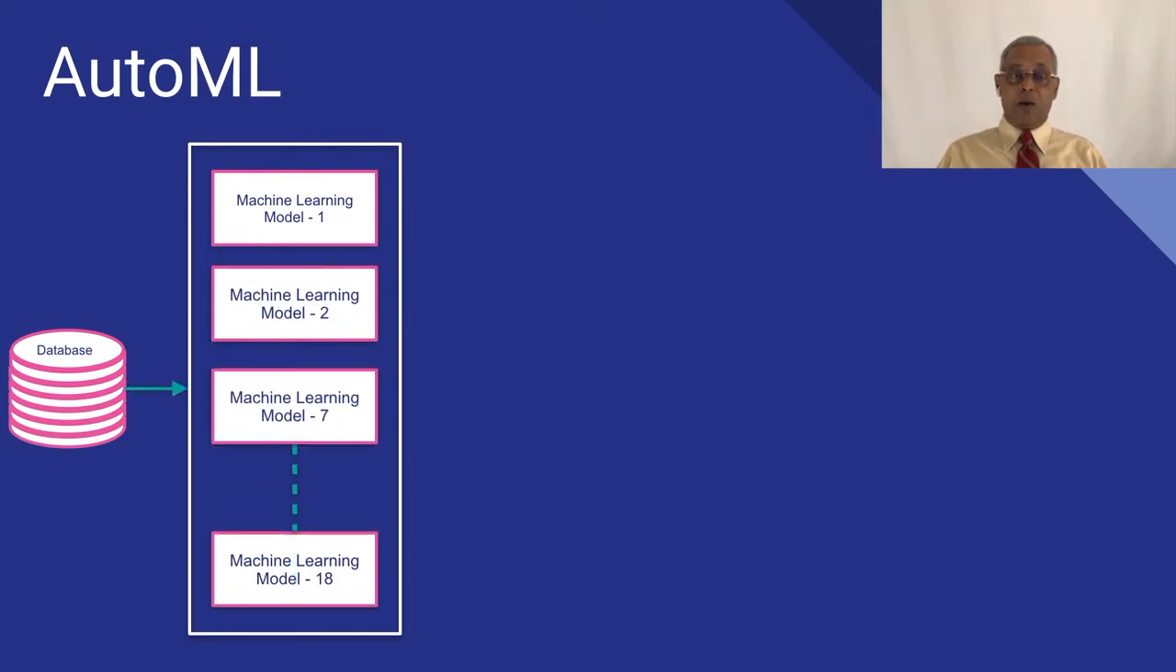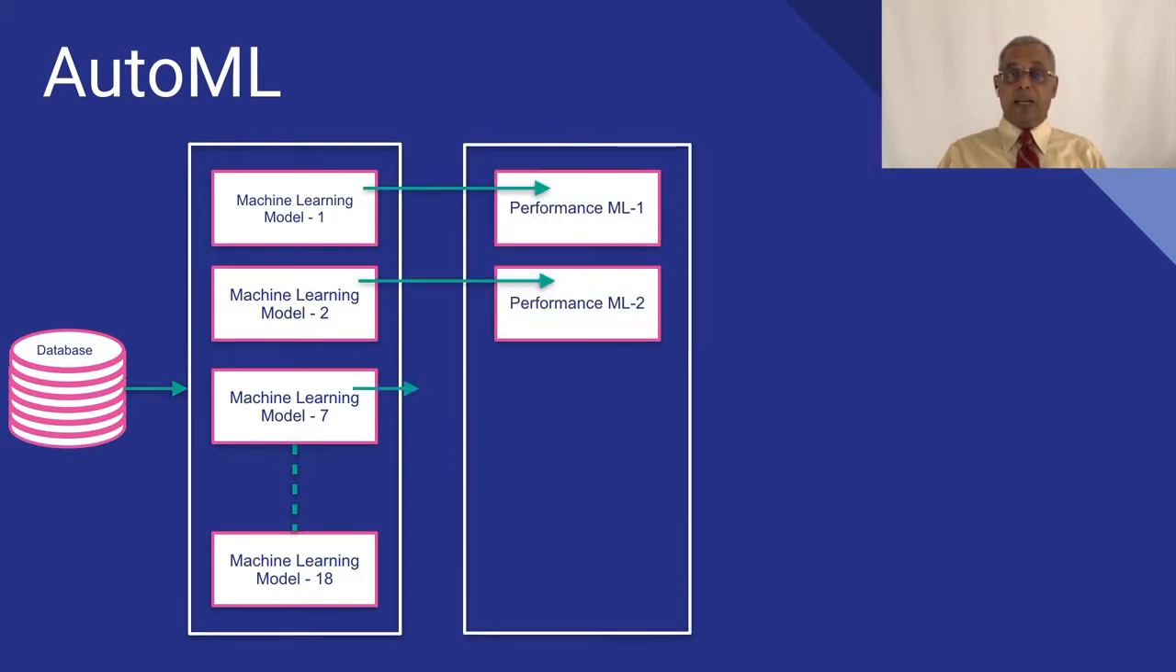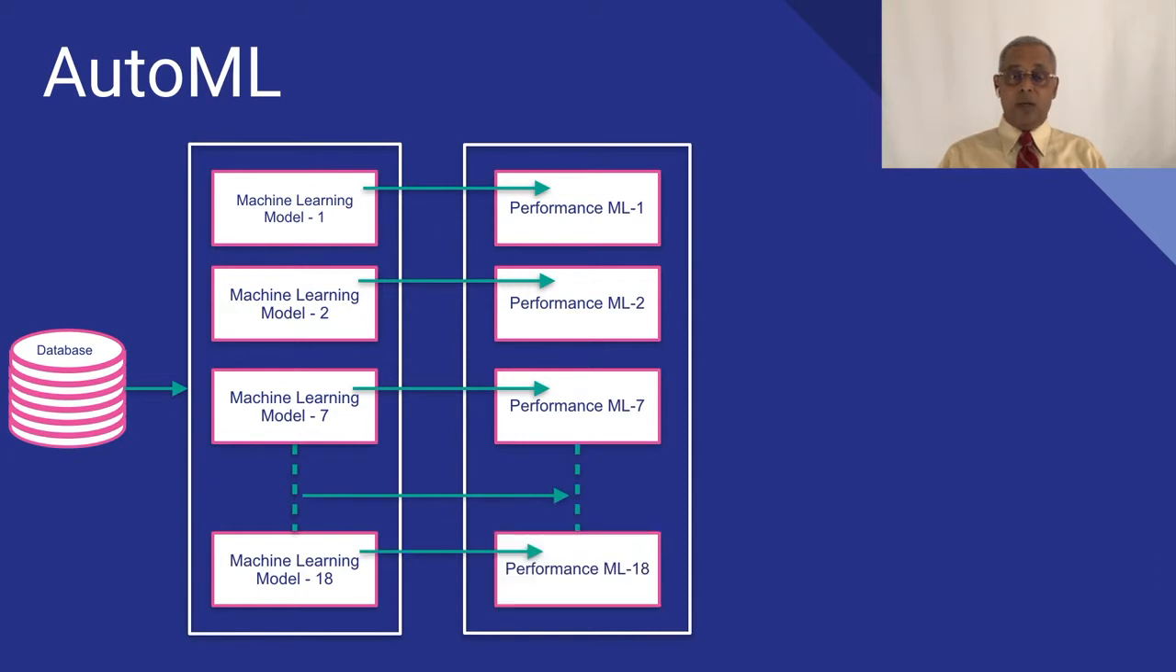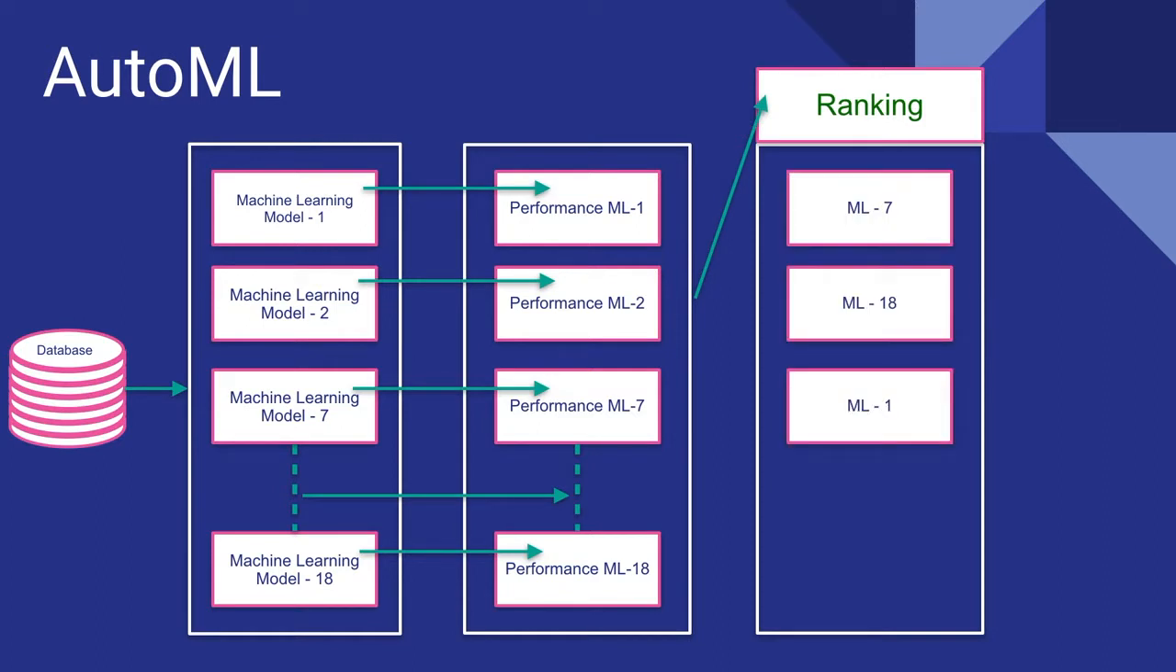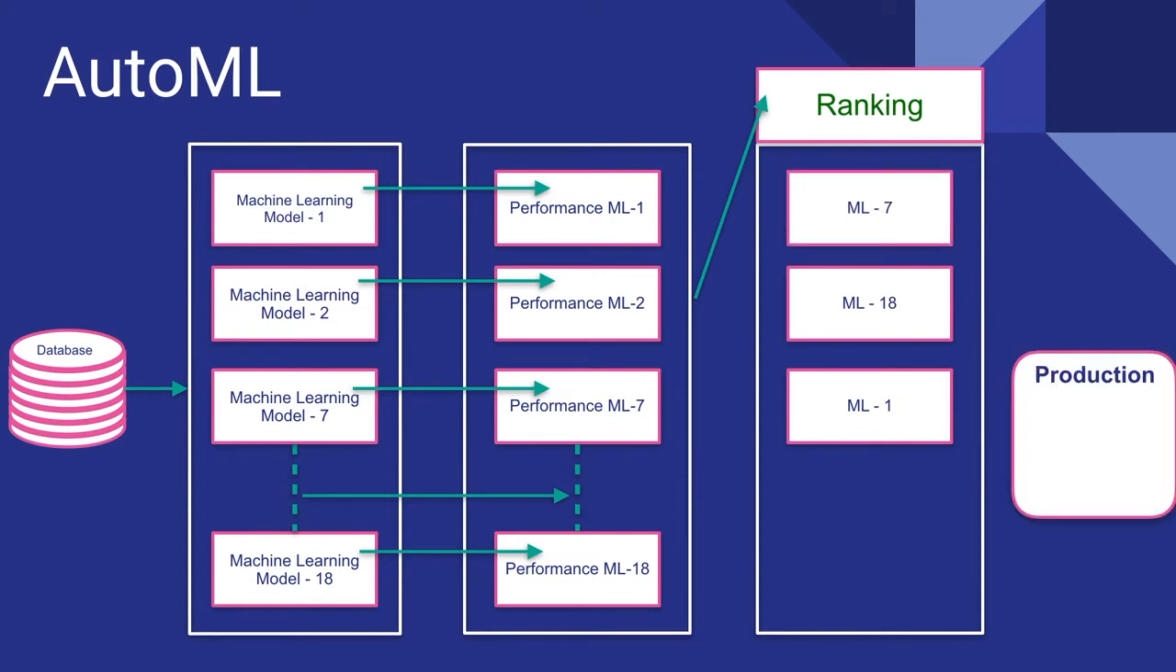You tell the machine that I want to test out 18 different models on my database. So let the machine do a performance checking on all these models. It will take machine learning model 1, 2 and 18 and so on, and it will compute the performance of all these models. Then the next thing is we ask the machine to provide us the ranking on the performance of these models. Out of this, here ML7 is ranked at the top. So we take this to the production and that's it. So that is how the AutoML will simplify your machine learning model development.